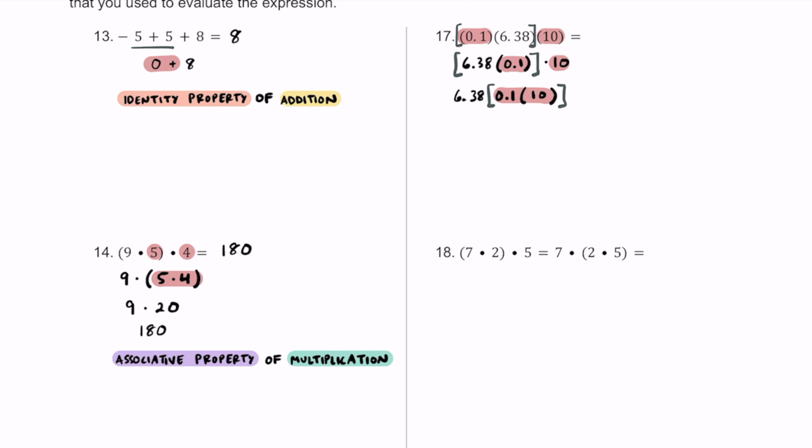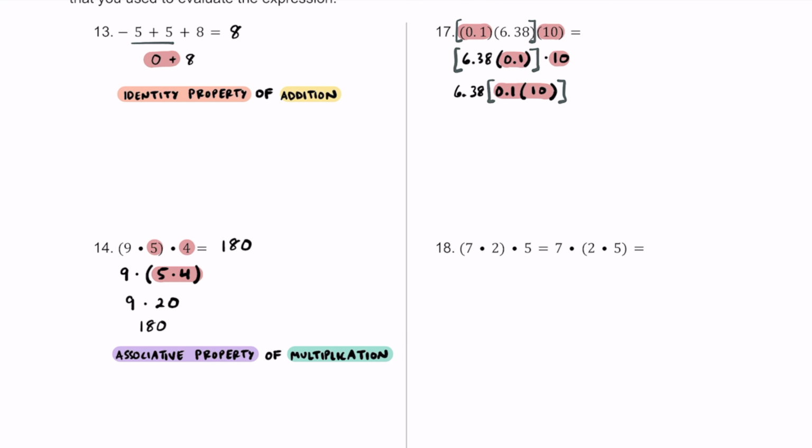Now 0.1 times 10, that's going to equal just 1. So it's 6.38 just multiplied by 1, and that's going to equal 6.38, right? Multiplying anything by 1 stays the same, so that is the identity property of multiplication.